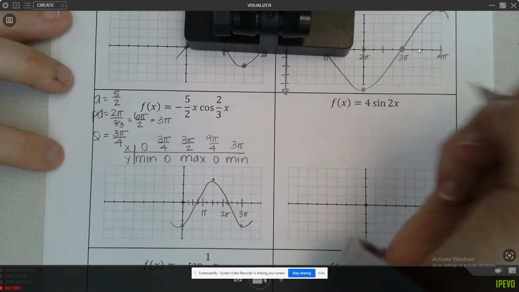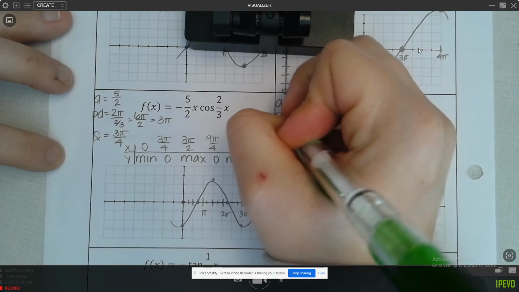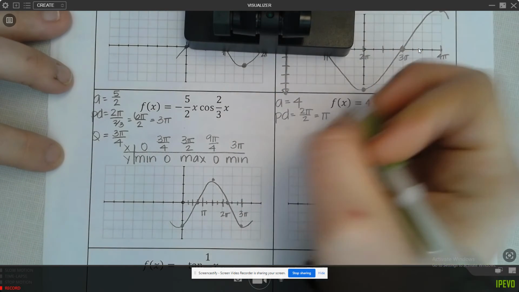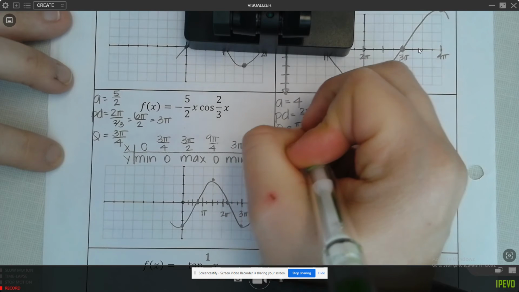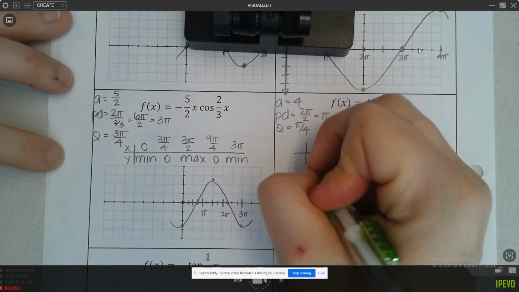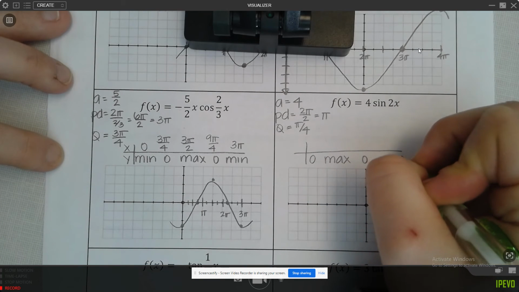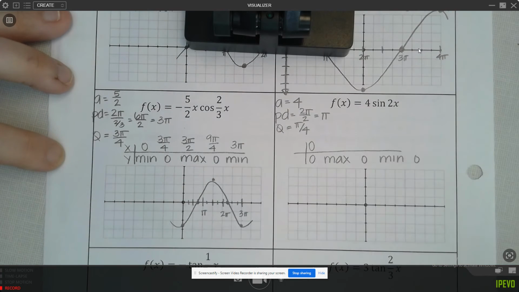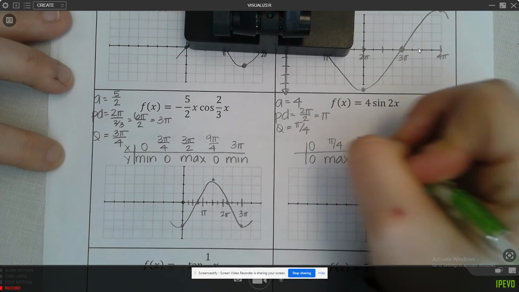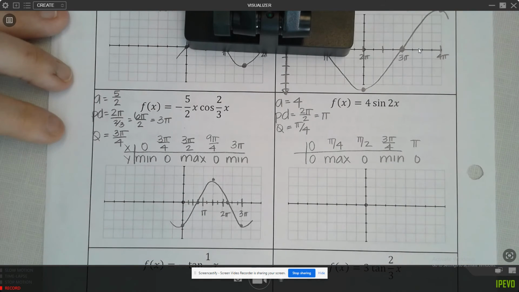Okay, the fourth one here, my amplitude is 4. My period, 2 pi divided by b. b is 2, so my period is pi. So it means my quads are my period divided by 4. There's no flipping, so I go 0, max, 0, min, 0. Start at 0 because it's a sine function. And add my quad. So you're adding pi over 4 every single time.